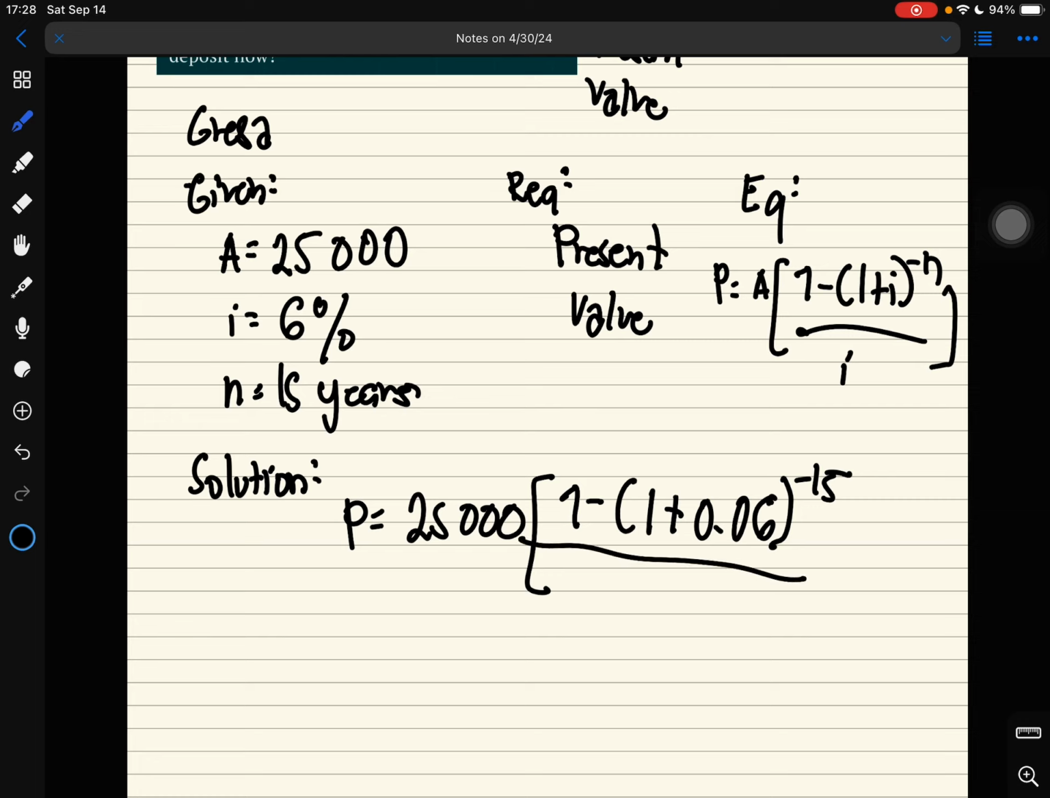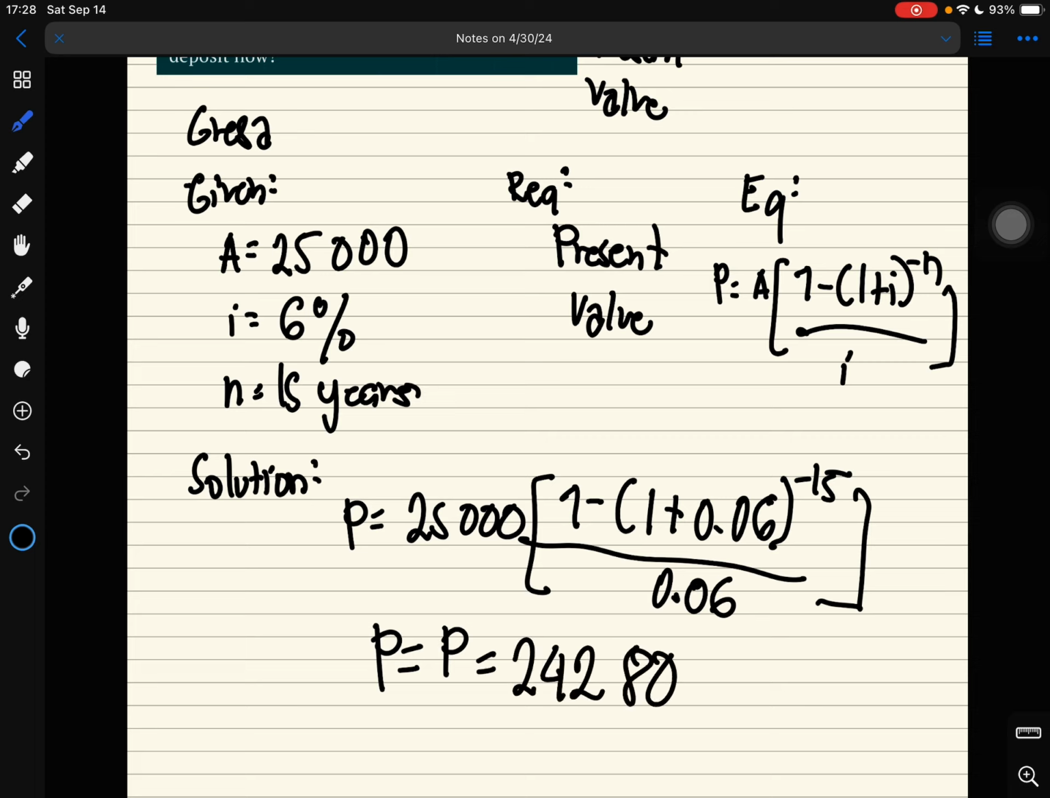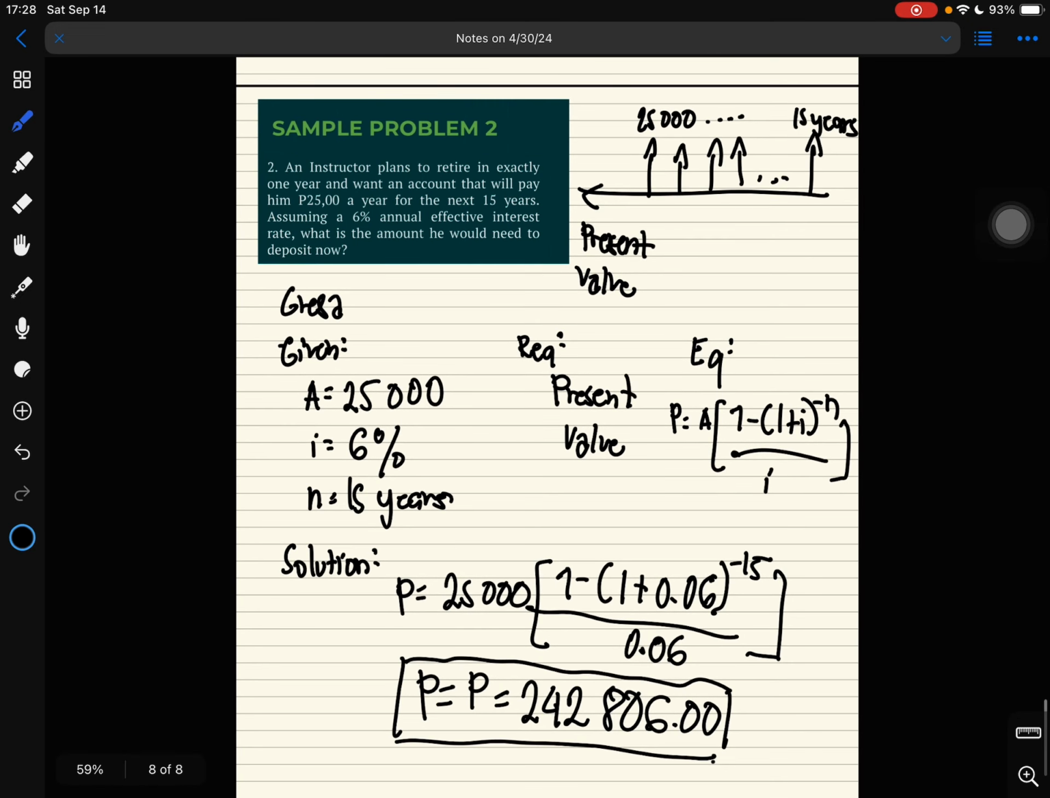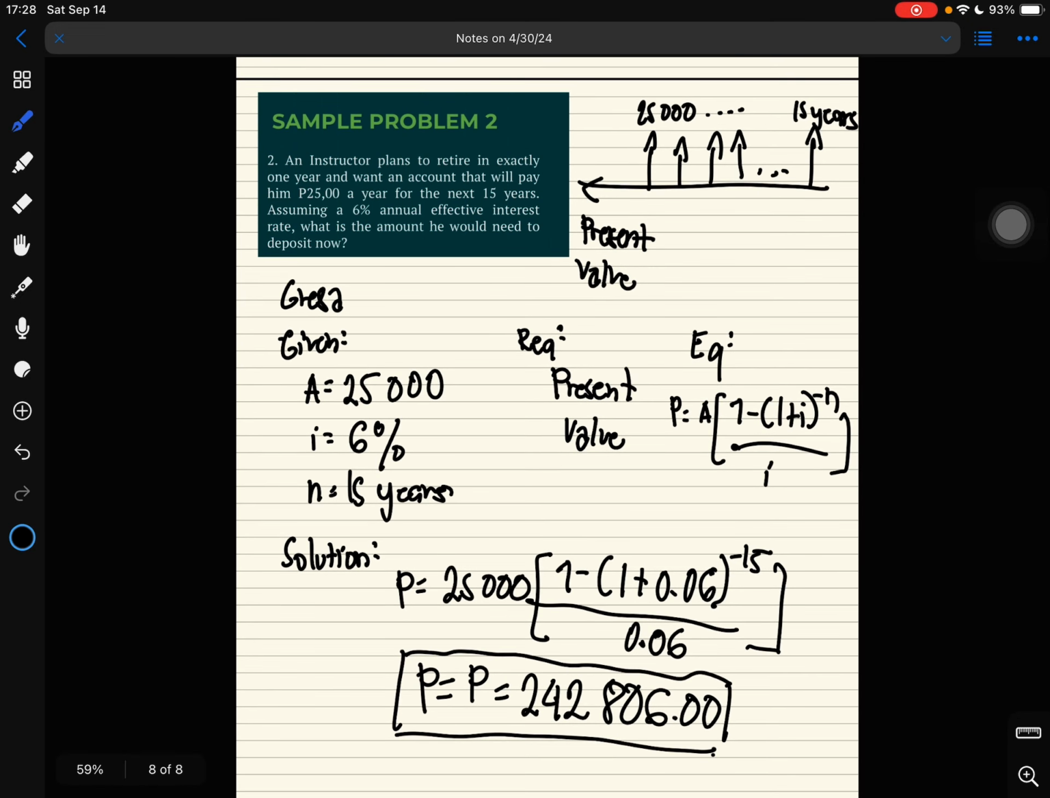Then, our interest sa baba is 0.06. Then, input nyo lang sa calculators nyo. Ang makukuha mo na present value ay magkano? 242,806.00 is our answer, no? Ito ang kailangang i-deposit ng instructor para makakuha siya ng 25,000 for the next 15 years. After niyang i-deposit yung 242,806, makakakuha siya ng 25,000 at the start of every year for the next 15 years.